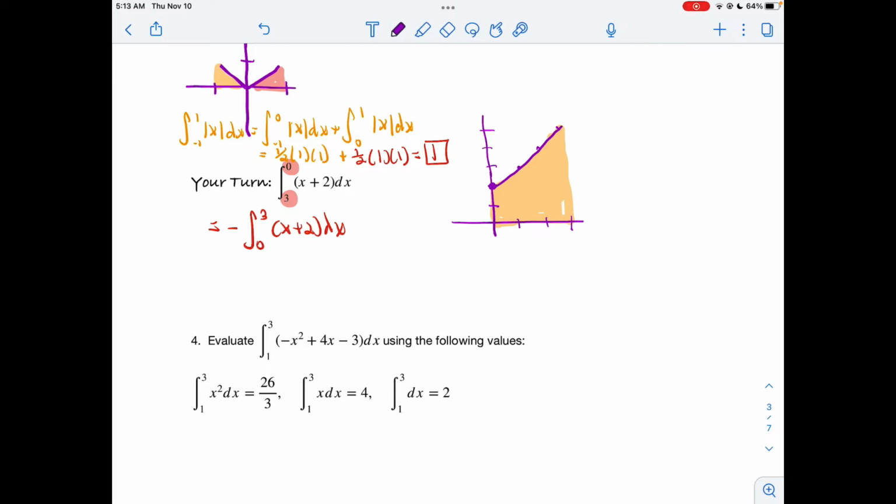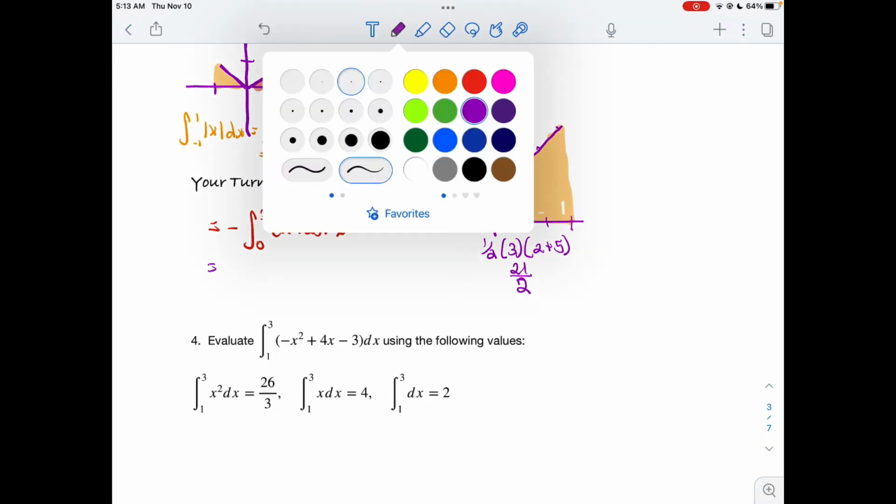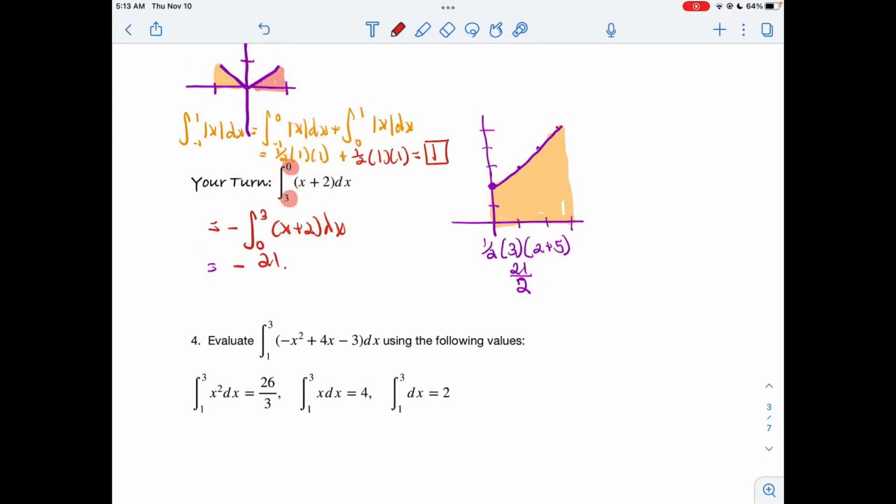And so that's by a trapezoid. So bring down that negative sign. And remember, our area of a trapezoid is 1/2 height times the sum of the bases, which we calculate is 21/2. So our answer here is going to be negative 21/2 because we went in the other direction.